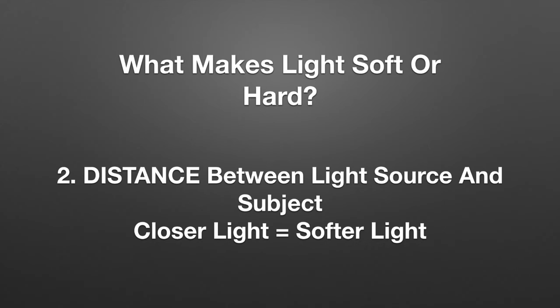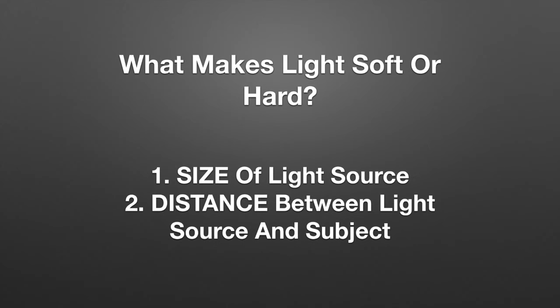The second thing that determines how soft or hard light is the distance between the light source and the subject. If the light source is very close to the subject, the light will be softer. And if the light source is very far away from the subject, the light will be harder. So those are the 2 things that determine how soft or hard a light is. Number 1 is the size of the light source, and number 2 is the distance between the light source and the subject. Let me show you what I mean with a simple demo.